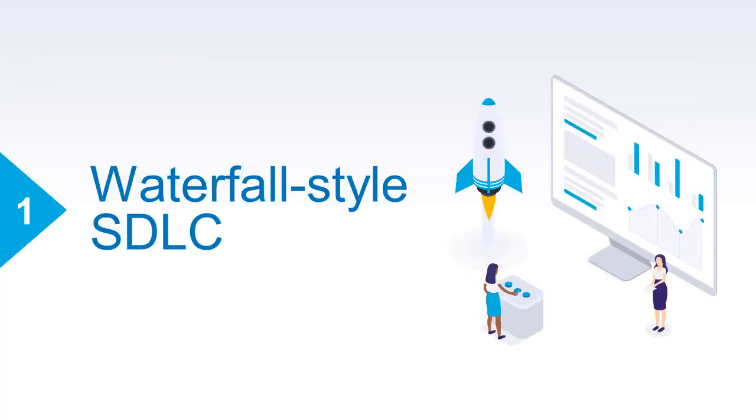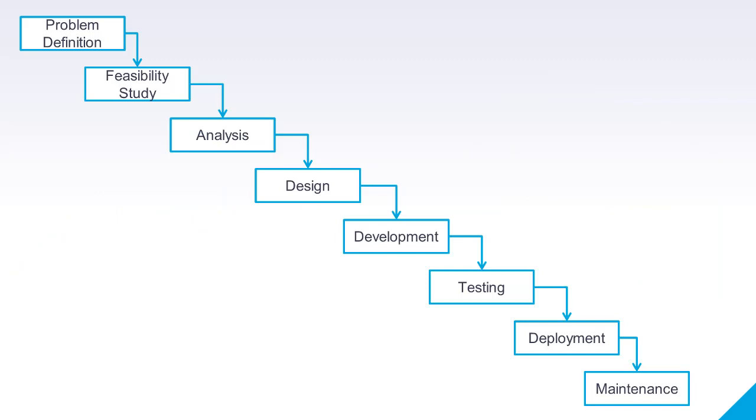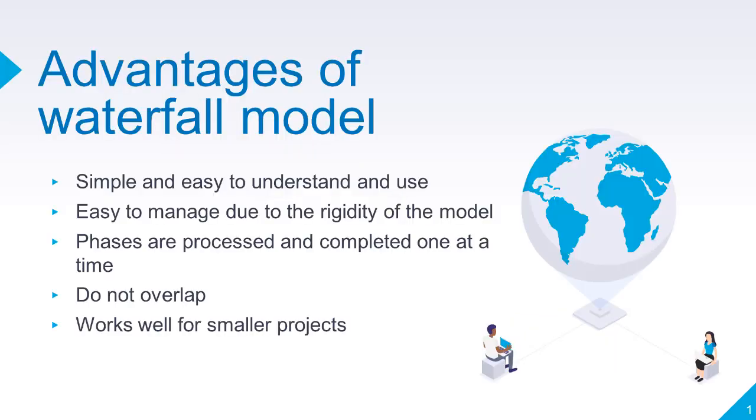Traditional waterfall style SDLC starts with problem definition, which asks the question, what is the problem? It follows with the feasibility study: is there a feasible solution? It goes to analysis: what must be done to solve the problem? Design: how should the problem be solved? Development: creating the solution. Testing: does the developed system do what it's supposed to do? The deployment: you need to set it up and start it working. And finally, maintenance: you've got to keep it going.